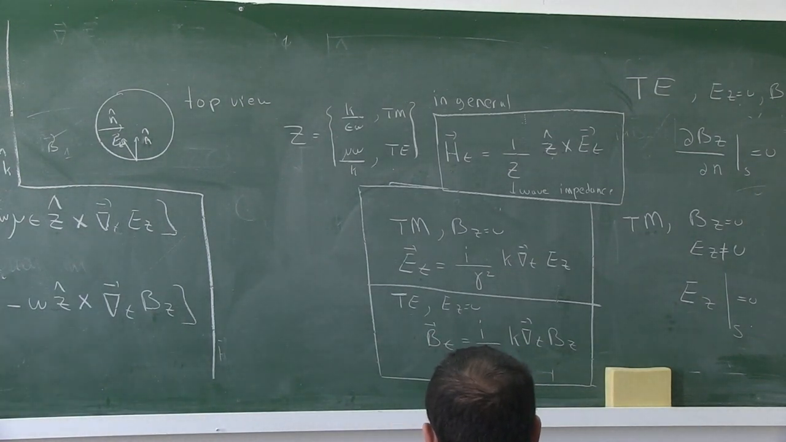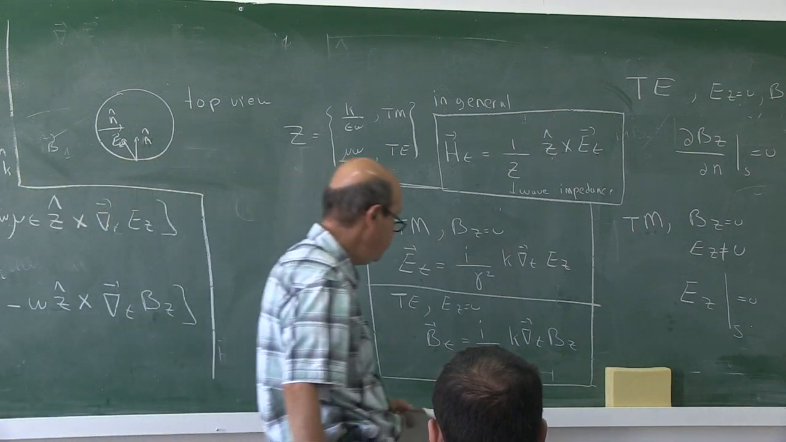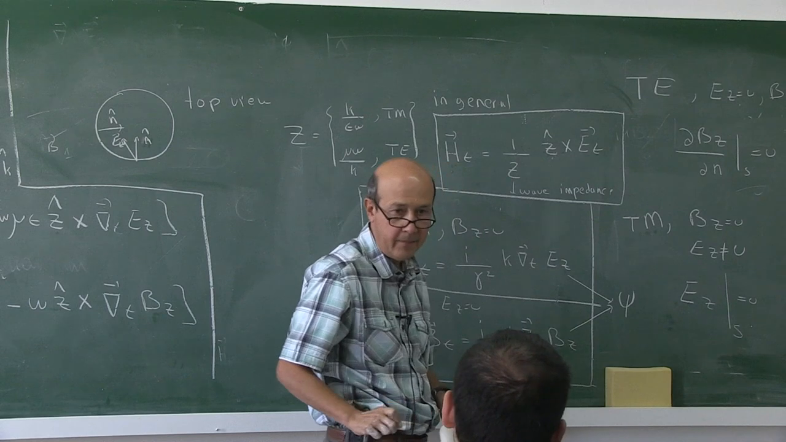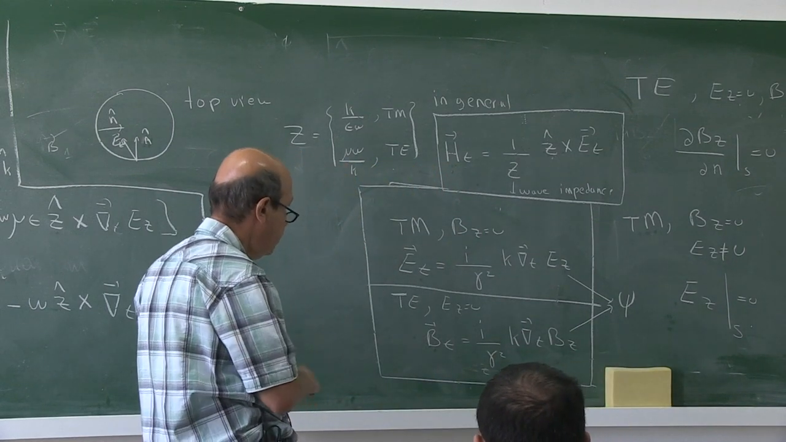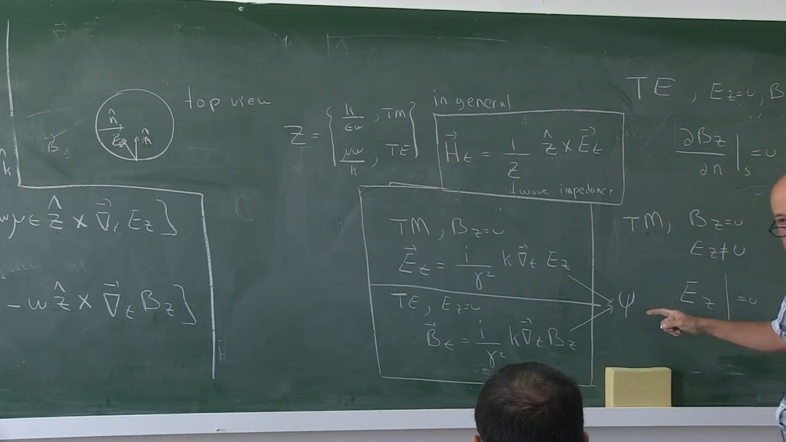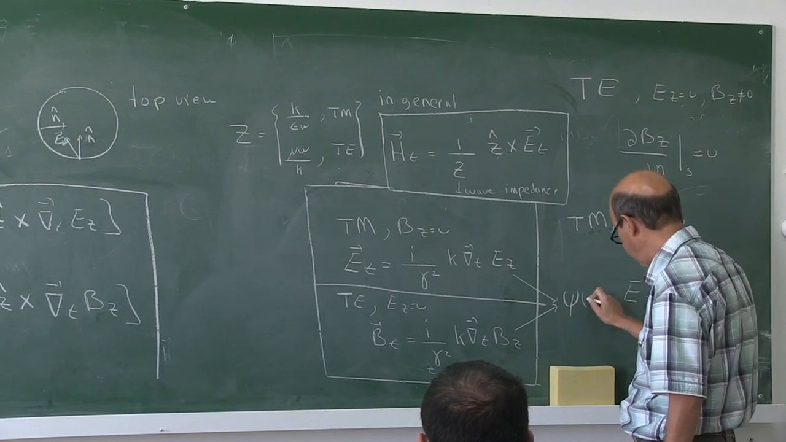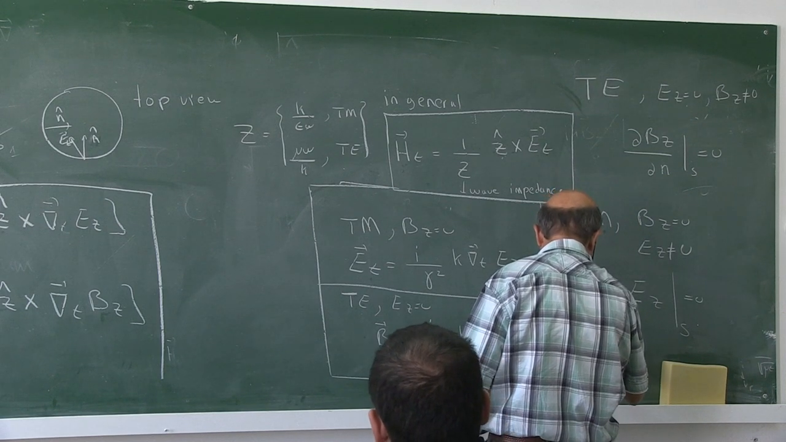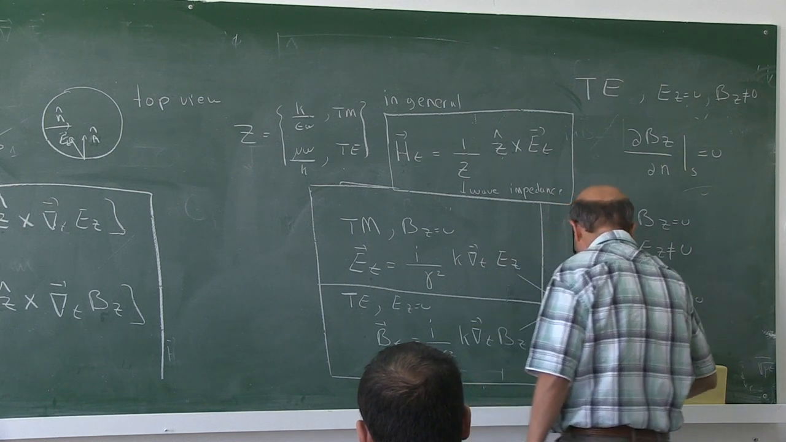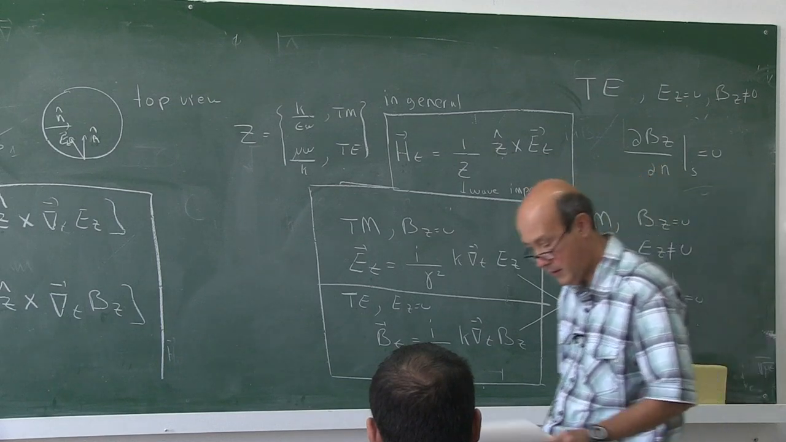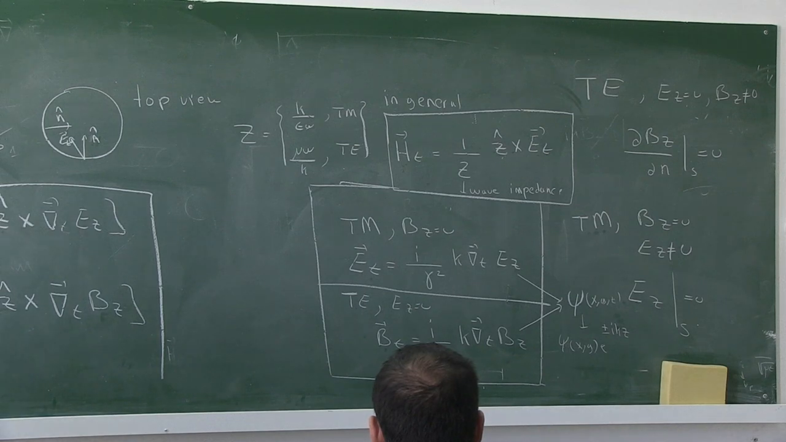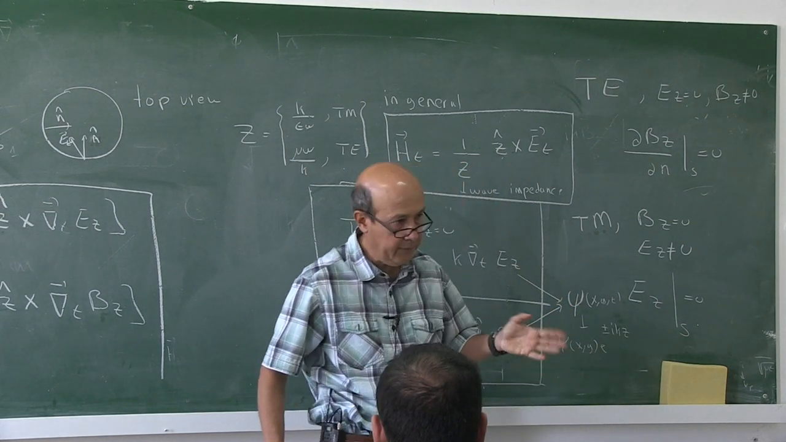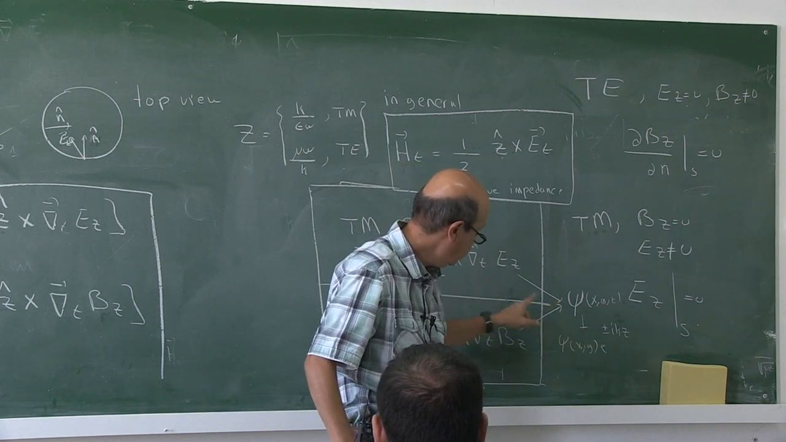So now I'll use the presentation of your book. Jackson is calling this a single scalar function psi. And what is the functional form of the psi? It is depending on xy, also z. What is the z dependence? We don't know the psi xy, but we know the z dependence, e to the plus minus ikz, because we started the problem in that way. So for a given boundary condition, this scalar function could be EZ or BZ. What wave mode do we have? We have different scalar function psi, EZ or BZ.